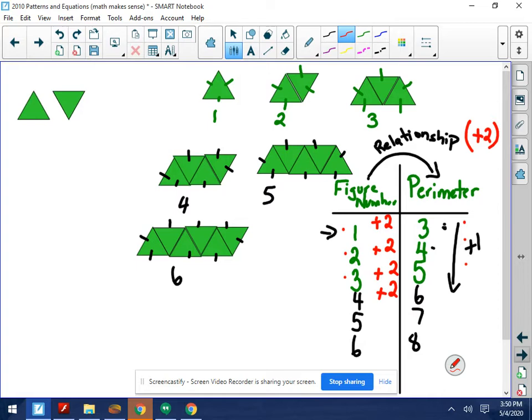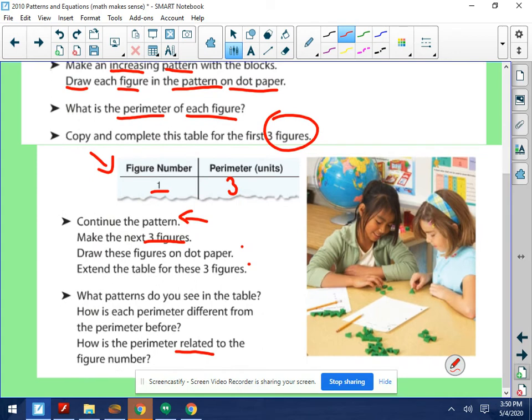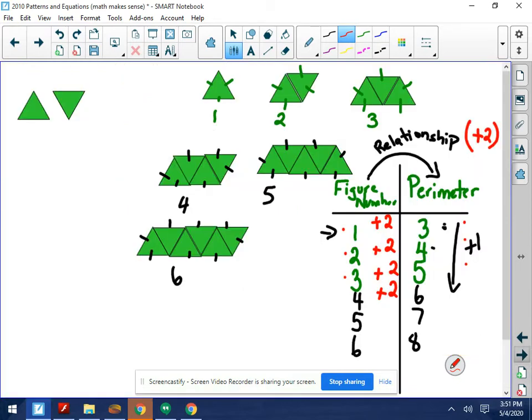Now the question on the page before says, extend the table for these 3 figures. We've done that. What patterns do you see in the table? How is the perimeter different from the perimeter before? How is the perimeter related to the figure number? So let's talk about that. We've covered it, but let's remind ourselves.